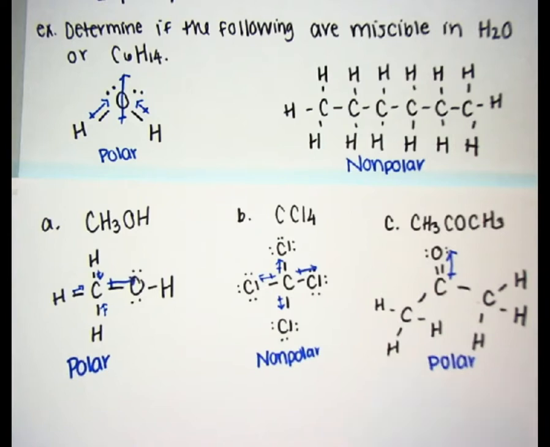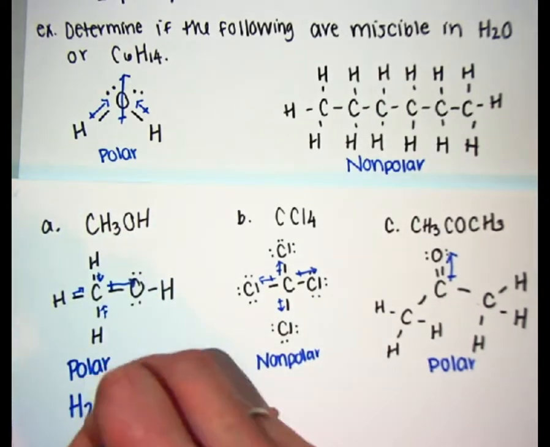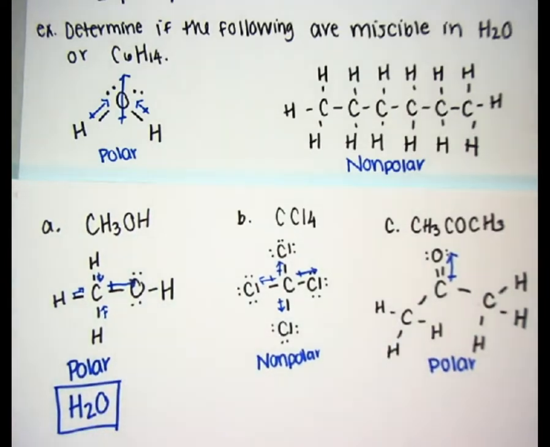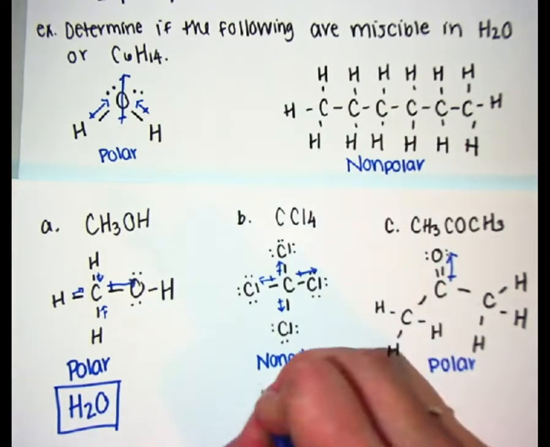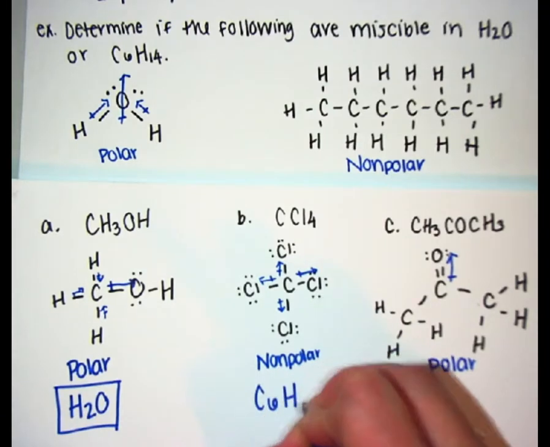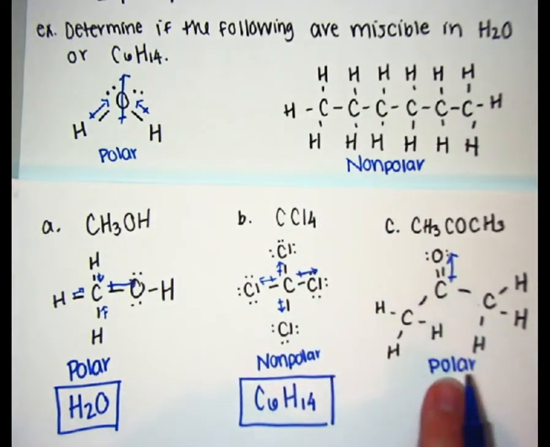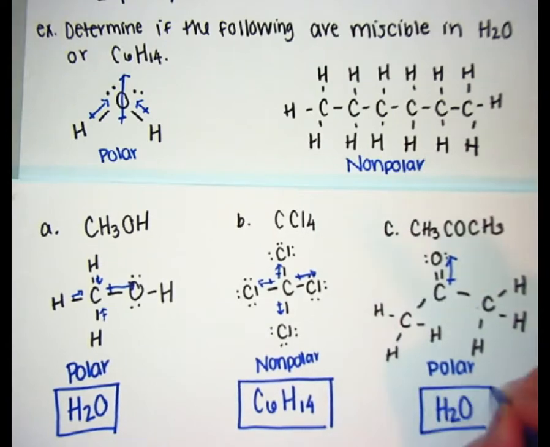All right, so now after all of that work, we can finally answer the question. A, B, and C, are they miscible in either water or hexane? Well, like dissolves like. Methanol is polar. It is going to be miscible in a polar substance. Methanol would be miscible in water. Like dissolves like. Carbon tetrachloride is nonpolar. It's going to be miscible in a nonpolar substance. So it would be miscible in hexane. Last one, acetone is polar, like dissolves like. It would be miscible in a polar substance like water.